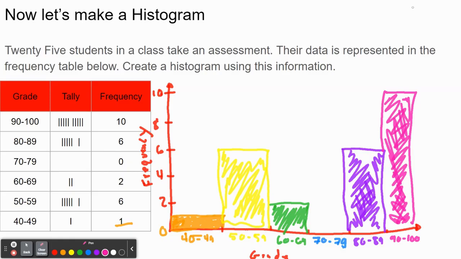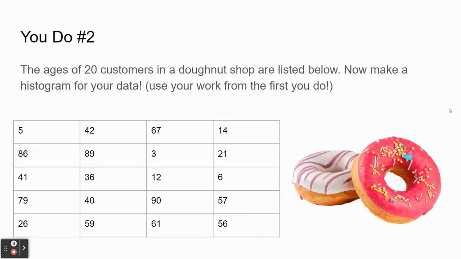We're going to go on to our second part of our you-do. So for your second you-do, again, you're going to use the same information from the first you-do, but this time you are going to make a histogram for the data you found in your frequency table. As it says there, use your work from the first you-do to help you do this. There's no reason that you should make another frequency table out of the same data. Just use that same frequency table. Pause the video, give this one a shot.